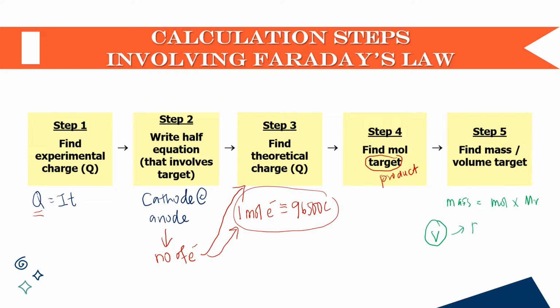So, sama ada awak nak gunakan PV equals to nRT, kalau diberikan pressure ataupun diberikan temperature. Atau diberikan maklumat STP ataupun maklumat RTP. Okay, kalau diberikan STP ataupun RTP, you can right away substitute the information into PV equals to nRT.